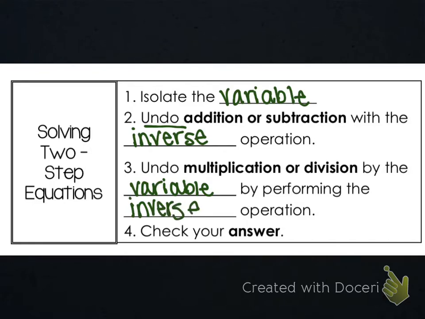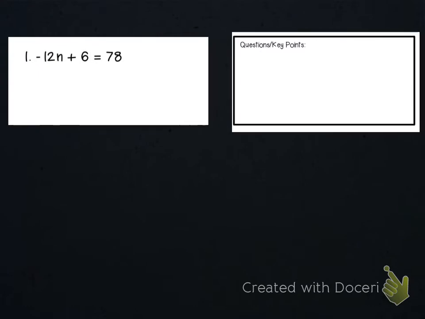And then we need to check our answer. So we said the word undo because we have an equation and we want to undo what is in the equation. So I know we've heard of PEMDAS for solving order of operations of expressions.